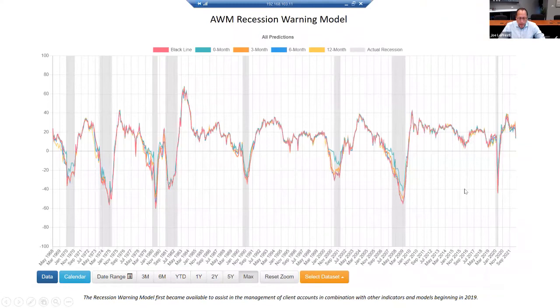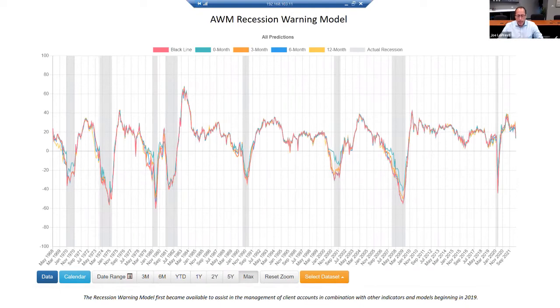The recession warning model uses 10 different economic statistics considered to be leading economic indicators. We include data from various economic sectors, things like housing, money supply, interest rates, employment, and inflation. Historically, bear markets in equities coupled with a recession tend to be more severe. The declines are more extensive and they last longer.